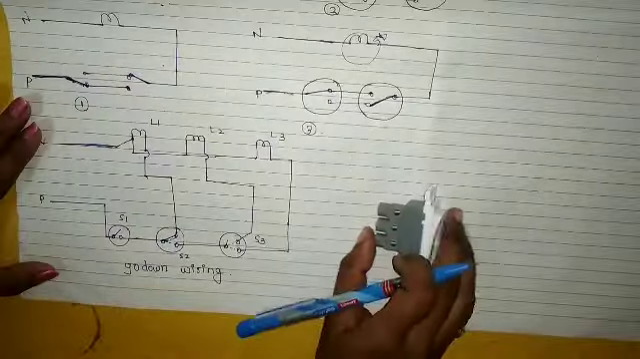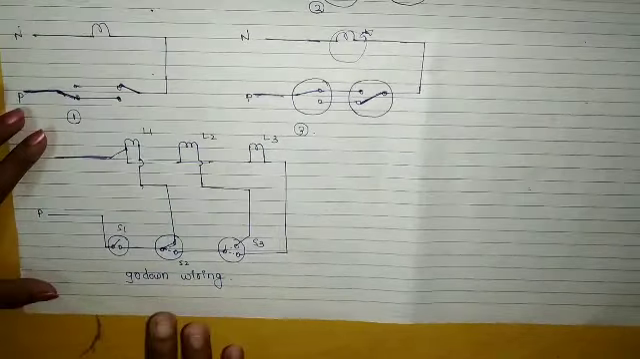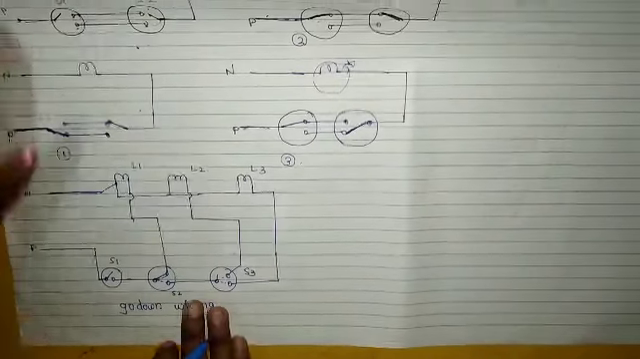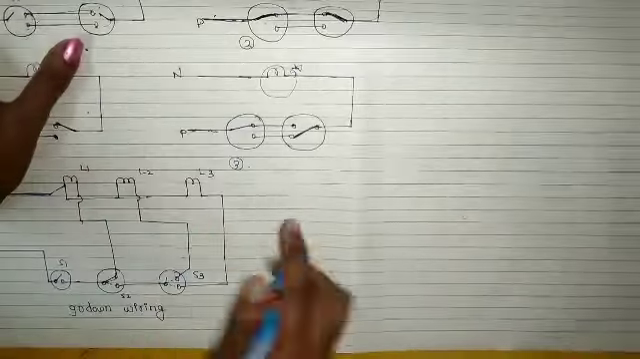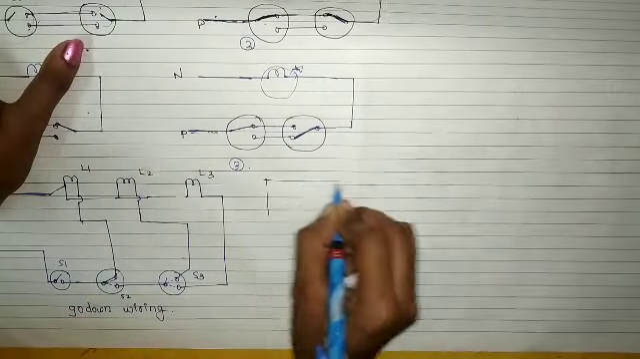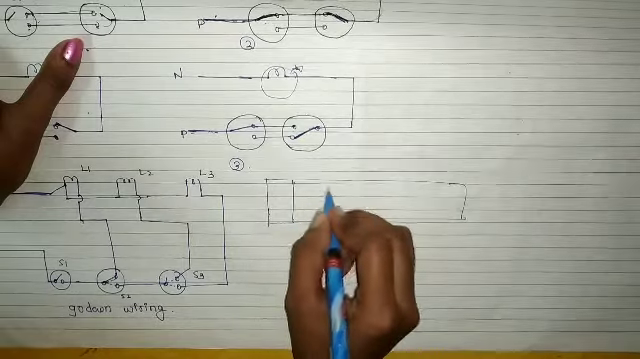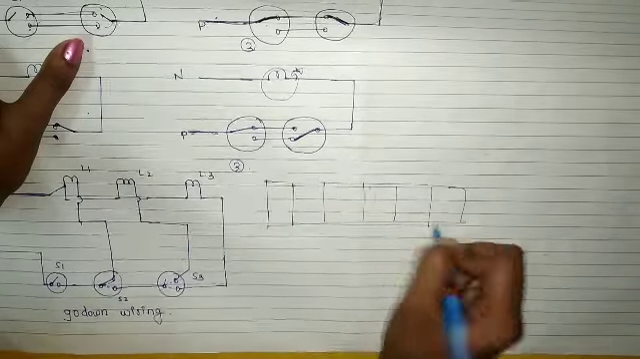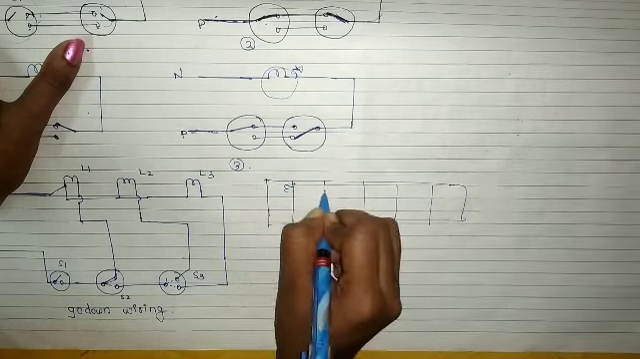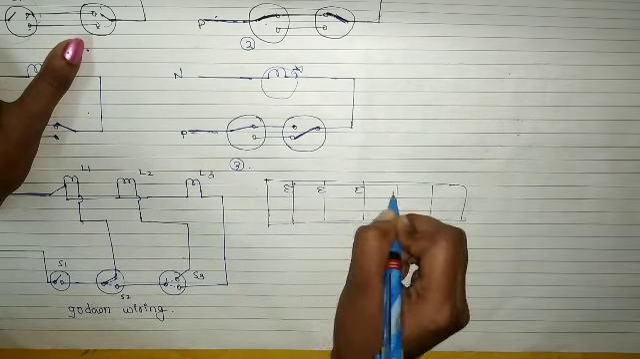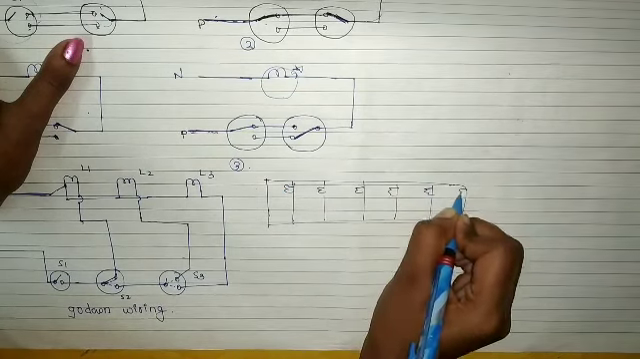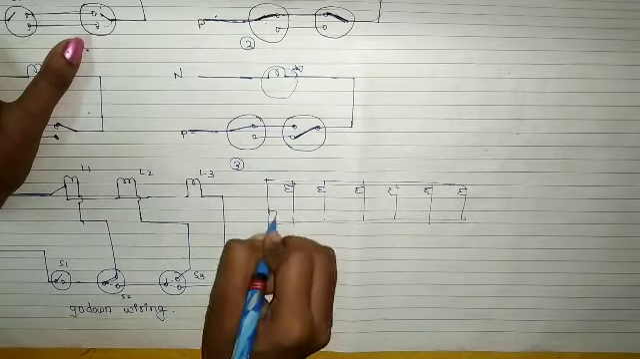Now this is the last, the godown wiring. So this is the godown wiring. First understand what is the godown wiring. So now consider this is a godown, right? And these are the compartments or the rooms. This is the bulb. This is the bulb in this room. Okay. Now these are the doors.